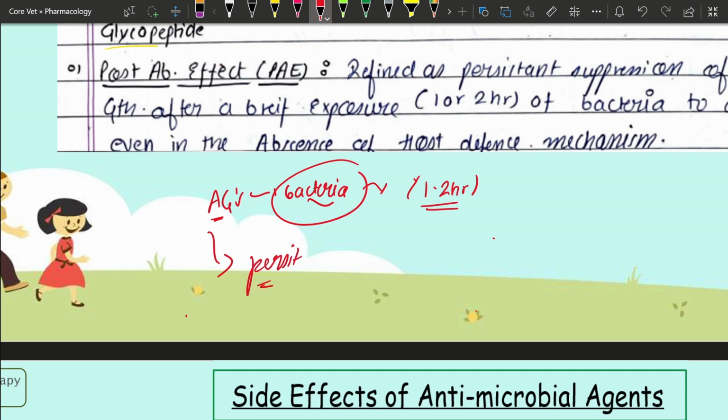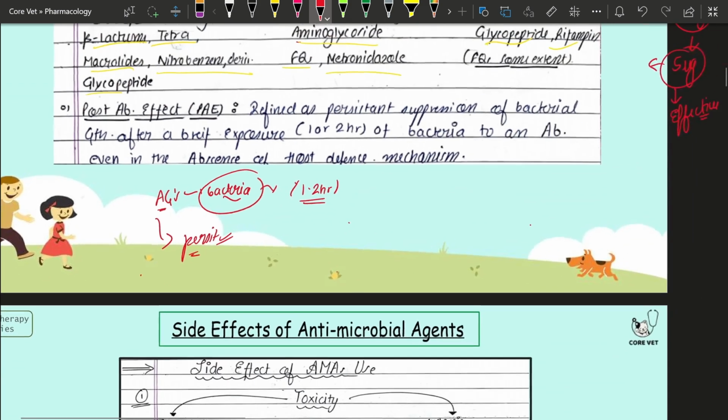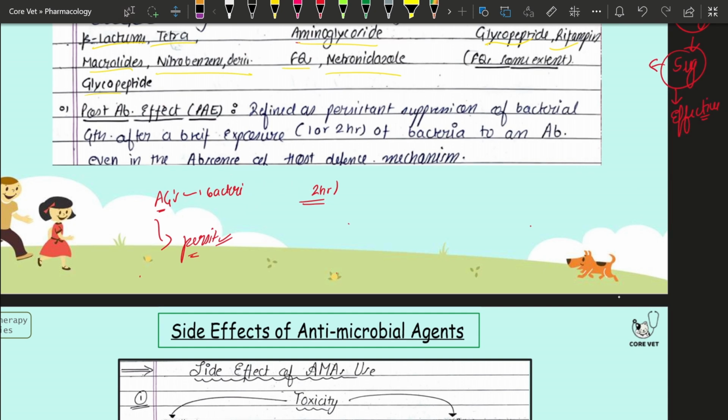After the brief exposure, a peak has been achieved by the aminoglycoside. After the brief exposure of that particular drug, there would be a persistent effect of that antibiotic towards the susceptible bacteria. This persistence of an antibiotic effect towards a bacteria even after the brief exposure is the post antibiotic effect.